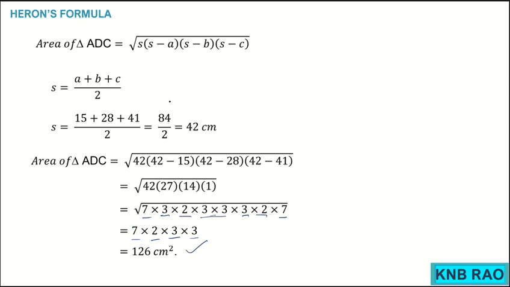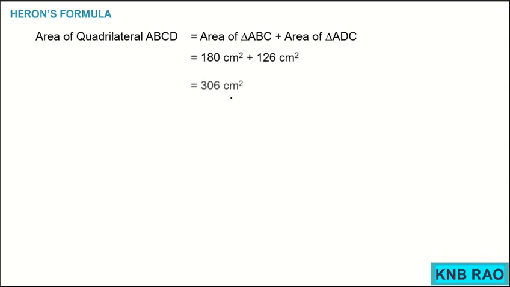Now, you know the area of triangle ADC and triangle ABC. The sum of them will give you the area of the quadrilateral ABCD, which is 180 plus 126 is 306 centimeter square. This is how we find the area of a quadrilateral, when we know 4 sides and one of its diagonal.